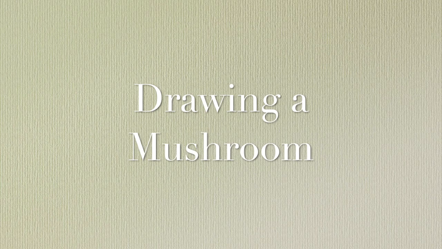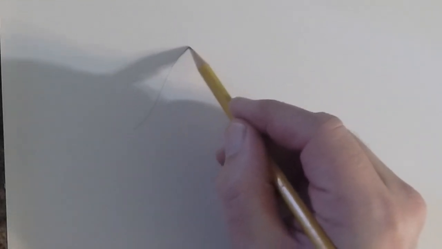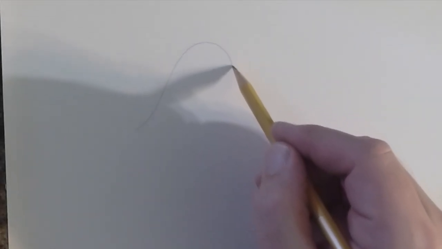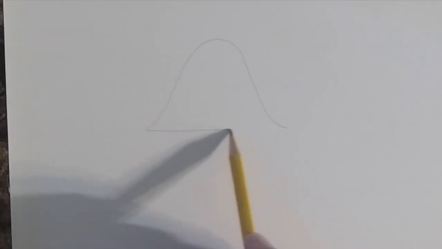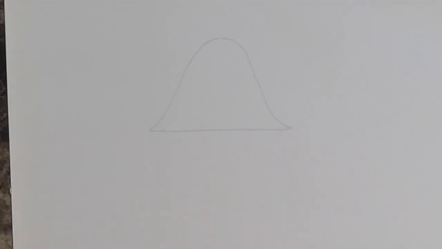Drawing a mushroom. Now we're not going to get really technical about how to draw a mushroom because this is all about watercolor. So we're going to make this really simple and just draw kind of a little bit of a hill. This can be a big hill, it can be a little hill. It really doesn't matter. And then just connect the bottom. There's a couple different mushroom examples I'll show you.